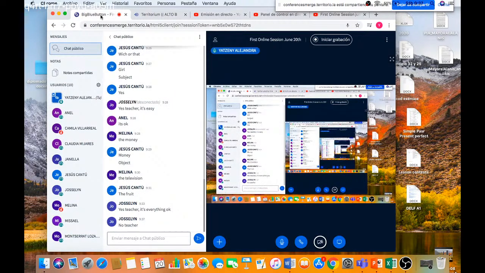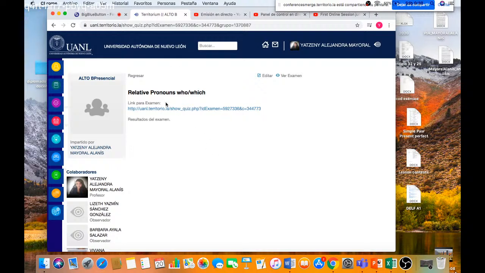We are not closing the session. No vamos a cerrar la sesión. Could you please go to the part of relative pronouns to the exams? I think it's gonna take you 10 minutes around to do it. Could you please work on it? Pueden por favor trabajar en esta parte.